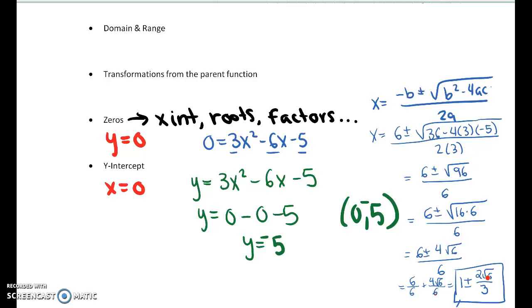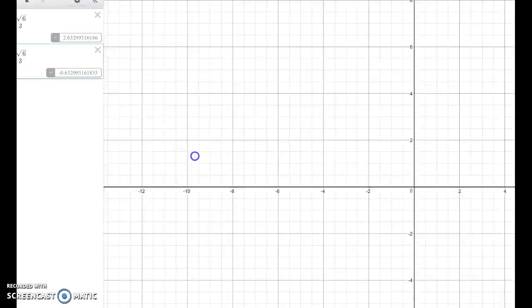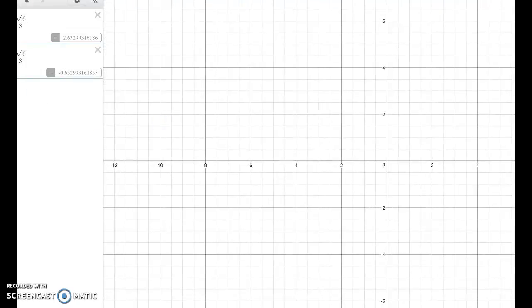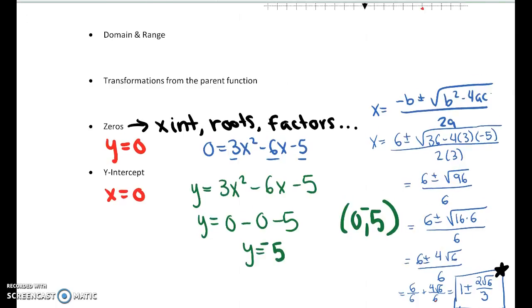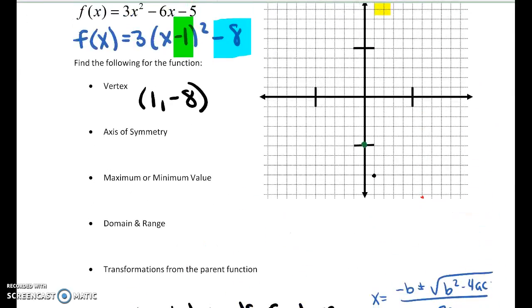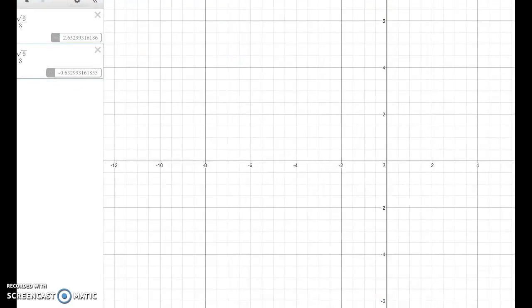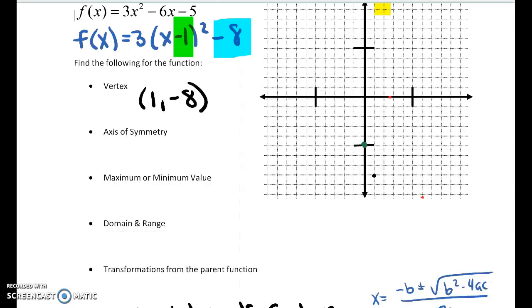Now, in order to plot these, it'd probably be most useful to get these in decimal form. Although, if I ask for your zeros, I want exact, which this is exact. But to plot them, I plugged them into Desmos to find my decimal form, which is this and this. So one is 2.63. Okay, so I will plot 2.63. It's like 2 and then a little bit more. And the other one is -0.63. So it's a little bit less than -1.